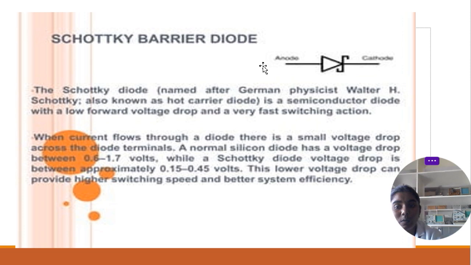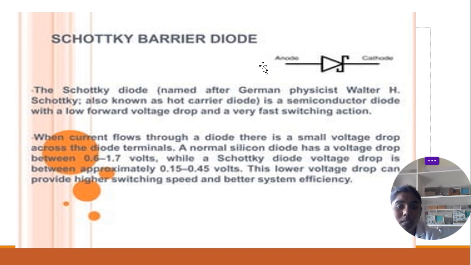It is a semiconductor diode with a low forward voltage drop, and very fast switching action. For example, when a current flows through the diode, there is a small voltage drop across the diode terminals. In a normal diode, that voltage drop will be 0.6 to 1.7 volts.